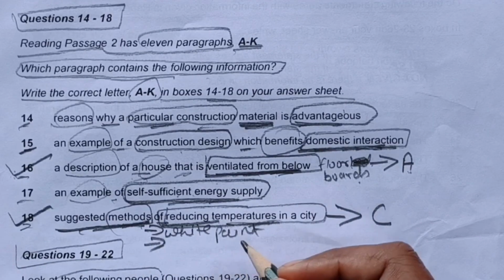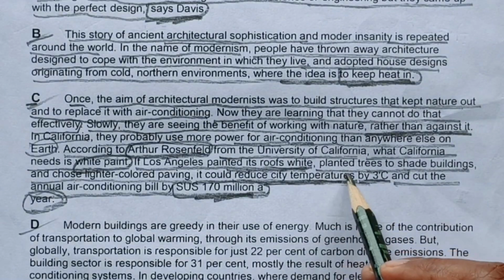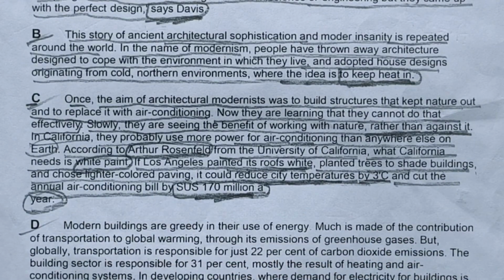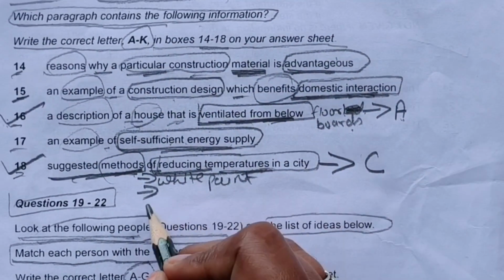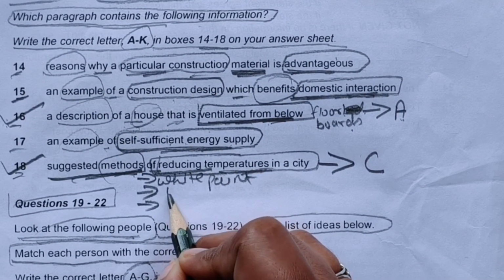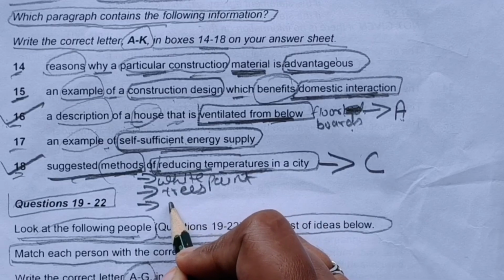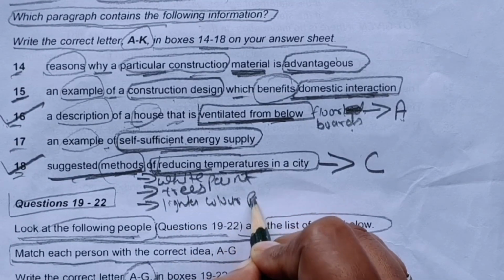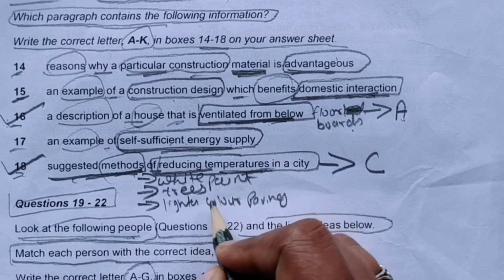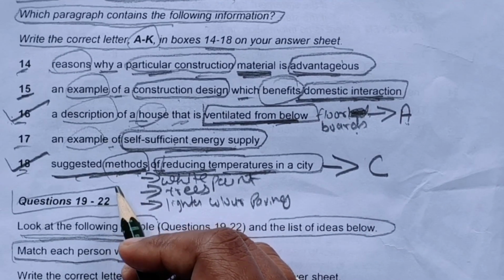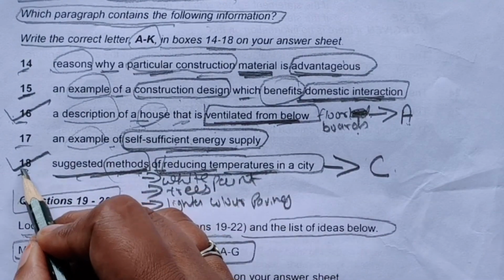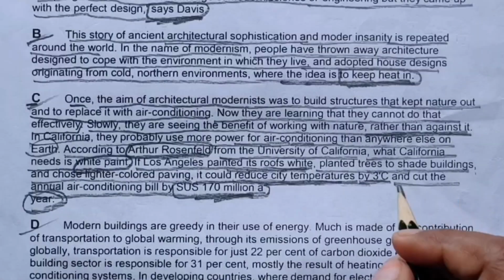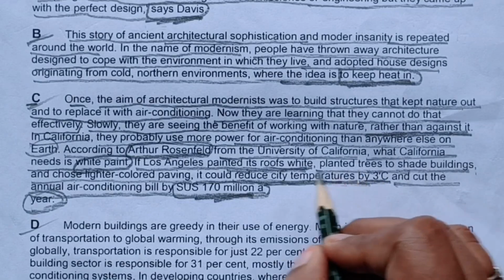Okay. White paint, planted trees to shade buildings and choose lighter colored paving. Okay, so they have mentioned three methods, and lighter color paving. So these are the three methods they have suggested in C paragraph. So we will write C in front of 18 in our answer sheet, as we are getting this answer from C paragraph.